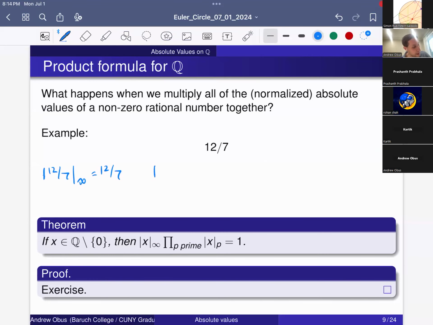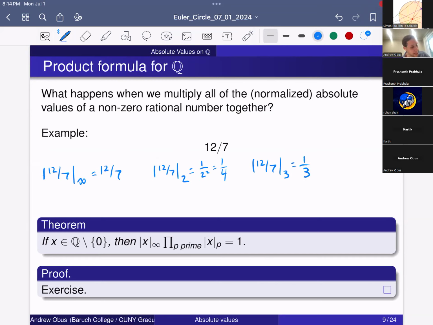So if I take the 2-adic absolute value of 12/7, basically I'm looking at what power of 2 divides 12 minus what power of 2 divides 7. In this case, the power of 2 that divides 12 is exactly 2 squared. And so that means, if you remember the definition, that this is going to be 1 over 2 squared. It's going to be 1/4. Similarly, the 3-adic absolute value of 12/7, well, you've got 1 factor of 3 here, so it's going to be 1 over 3.